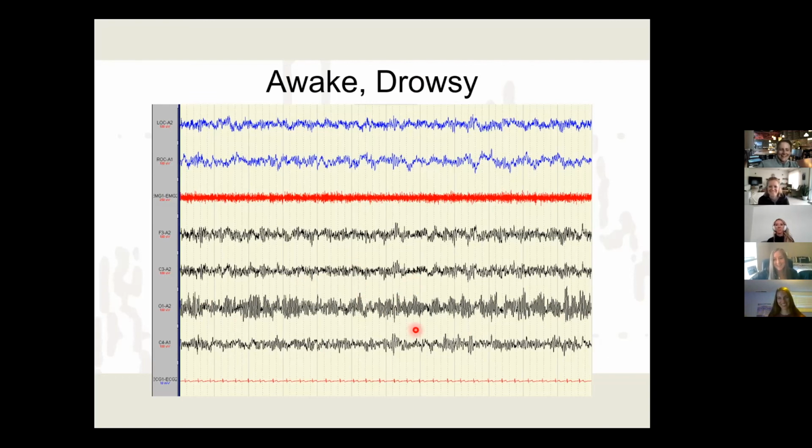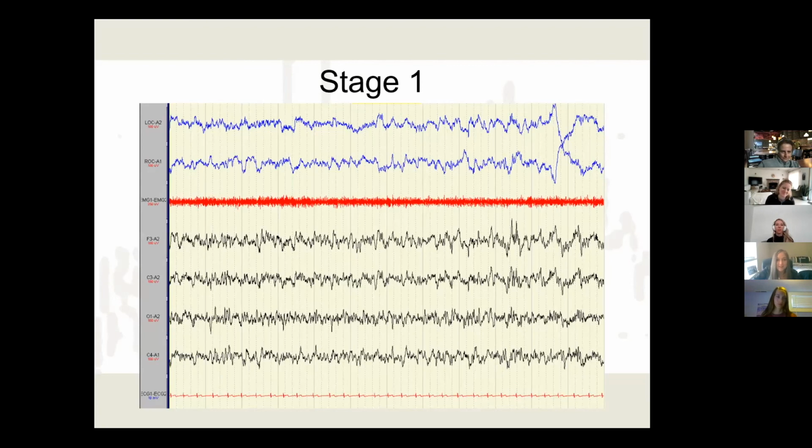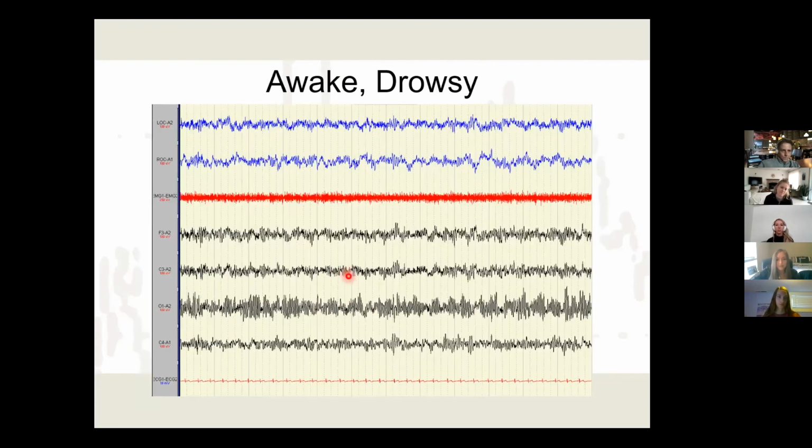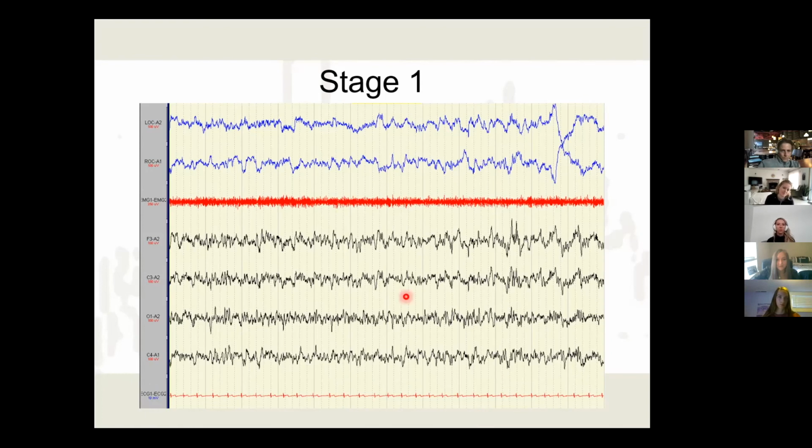But if you actually start sleep scoring, you'll start to see differences. And this is a good example. You can clearly see the difference between this trace and that trace. This is an example of stage 1 sleep. So what I'm looking at is the frequency is a little bit lower. It's really close together here. The waves start spreading out a little bit more. You can see there.